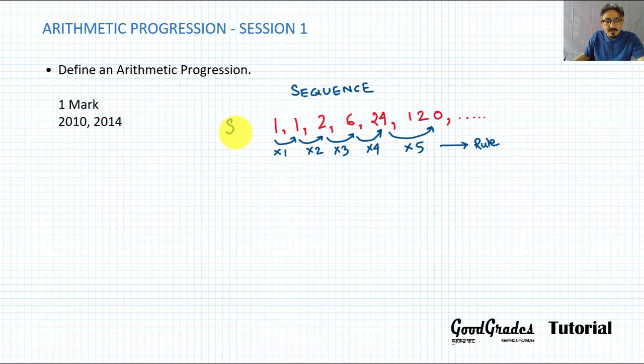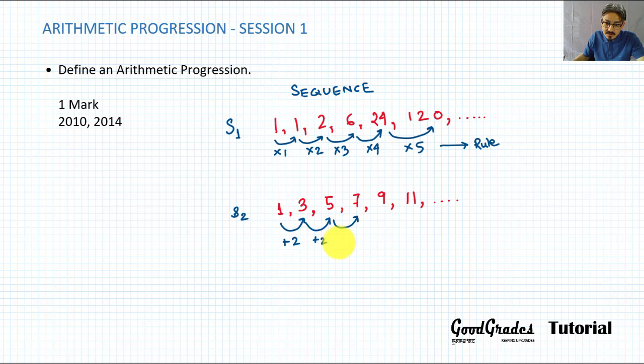So let us call this sequence 1. Another sequence, we'll call this sequence 2: 1, 3, 5, 7, 9, 11, and so on. Here also we follow a rule. From 1 to 3 we add 2, from 3 to 5 we add 2, similarly from 5 to 7 plus 2, 7 to 9 plus 2, and from 9 to 11 we also have plus 2. So obviously sequence 2 also follows a rule.